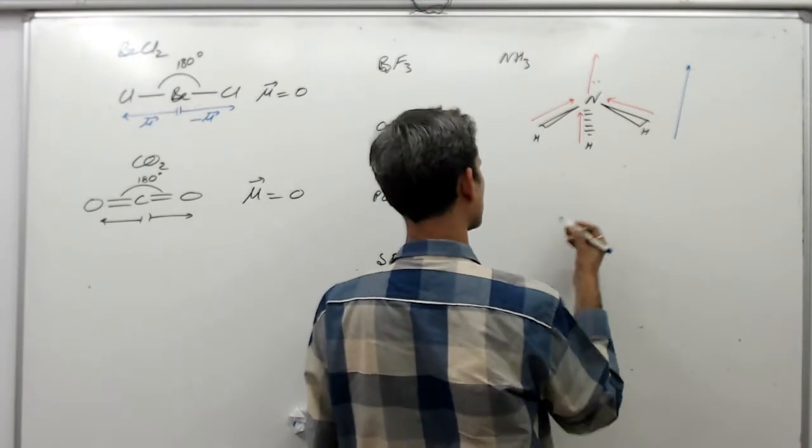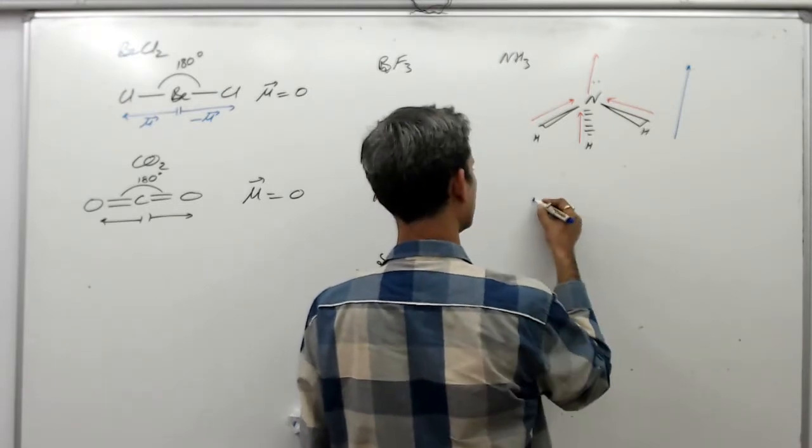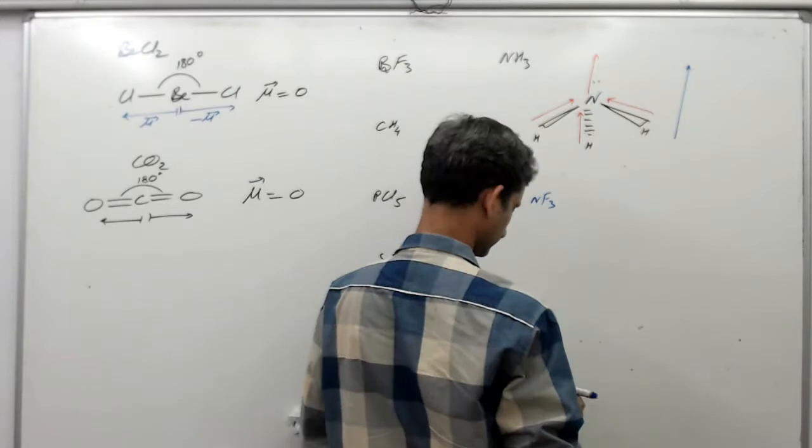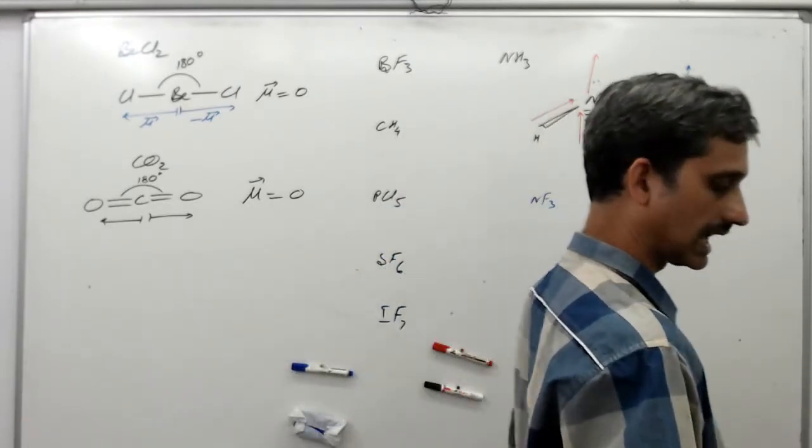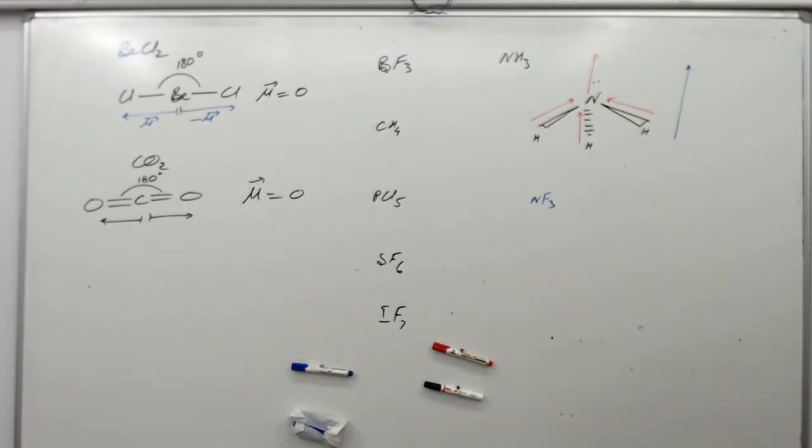Okay. Now let's talk another example, NF3. Could you just tell me whether NF3 would be having a dipole moment higher or lower than ammonia? So it should be equal to ammonia. Check it again. Make the dipole moments.